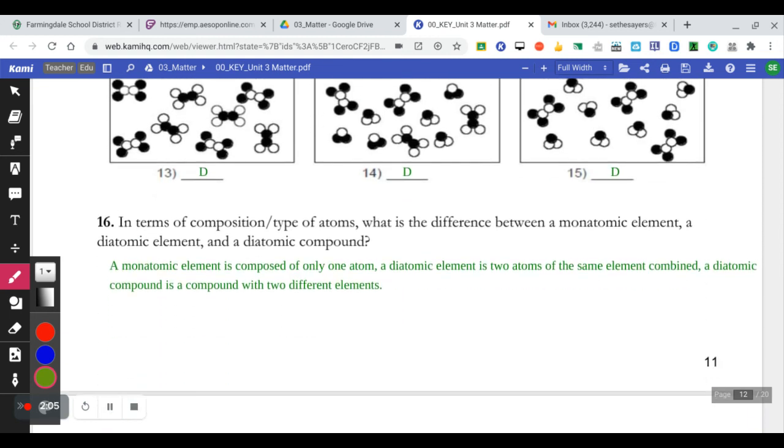Okay, in terms of composition or types of atoms, what is the difference between a monatomic element, a diatomic element, and a diatomic compound? I think this is a little confusing for some students. A monatomic element is composed of only one atom. A diatomic element is two atoms of the same element combined, and a diatomic compound is a compound with two different elements.